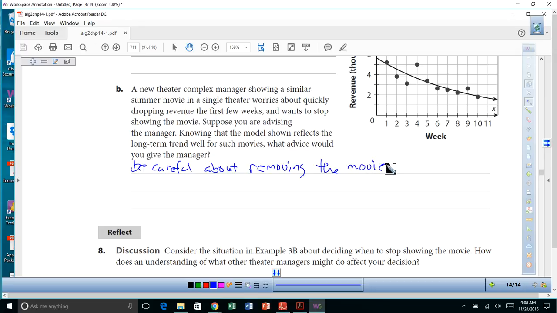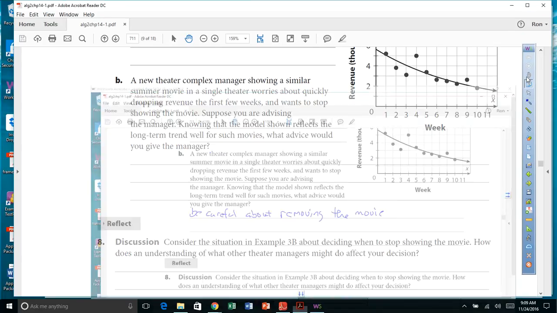Be careful about removing the movie. It kind of depends on what the other theater managers are doing. If you're friends with them, I guess you could call them and see what they're doing. And if they're removing the movie, then maybe you want to hold on to it and increase your revenues.